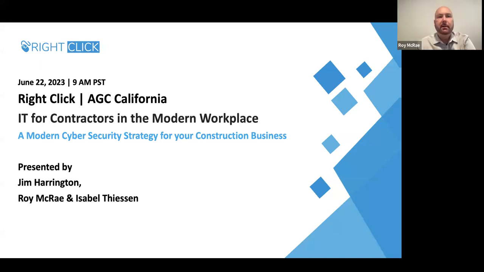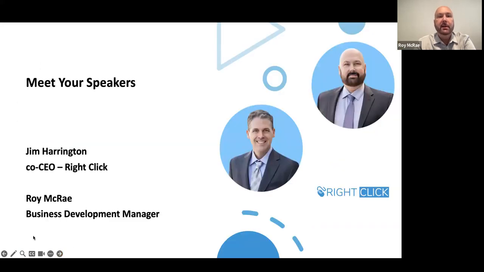Today we'll be discussing IT for contractors in the modern workplace and the best practices in enterprise-level IT. So I want to start by briefly reviewing five best practices to ensure your company's IT is enterprise level: IT infrastructure strategy, proactive IT services, precise documentation, backup and disaster recovery testing, and cybersecurity testing.